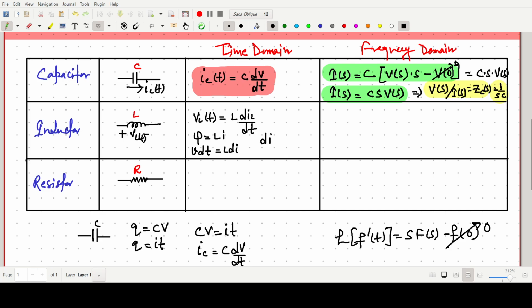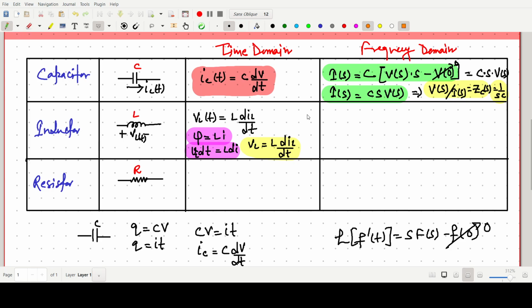So di by dt, so V_L equals L dI_L/dt. Is it okay? Simply we have written this V_L just by using the expression flux equals Li and V_L dt equals L di.